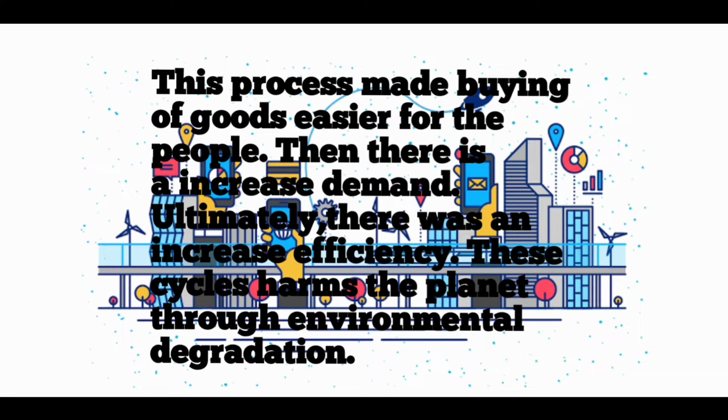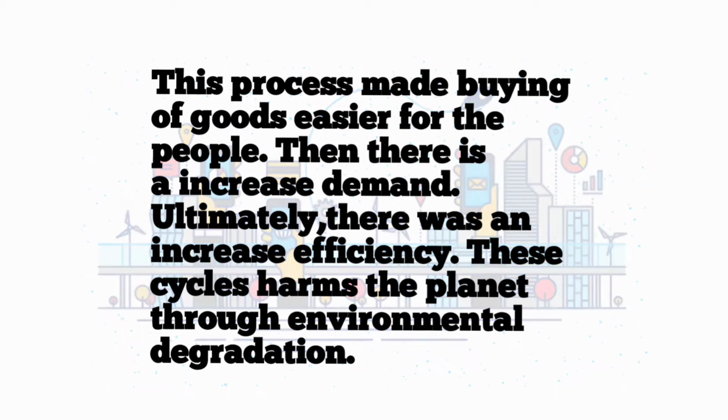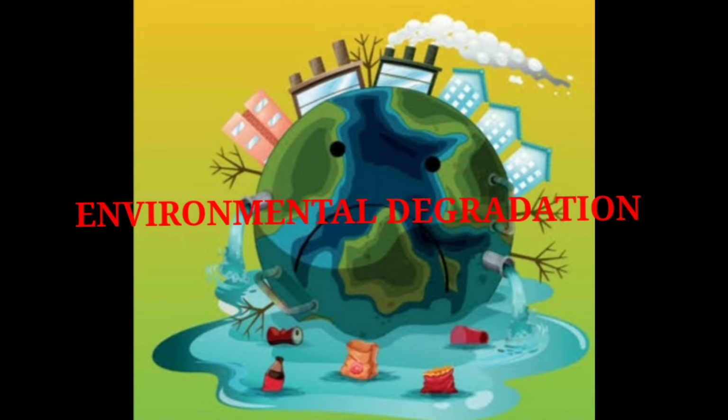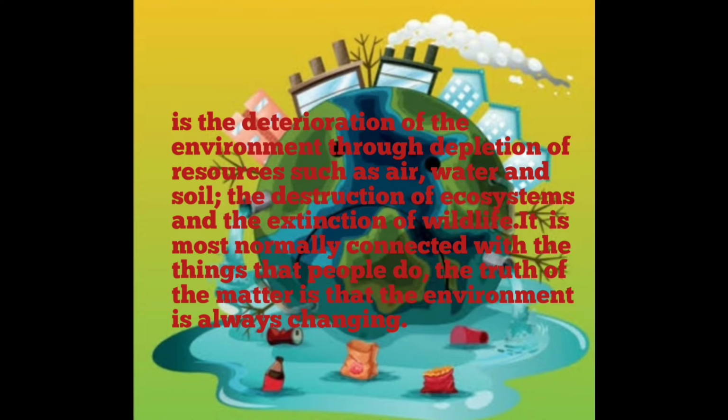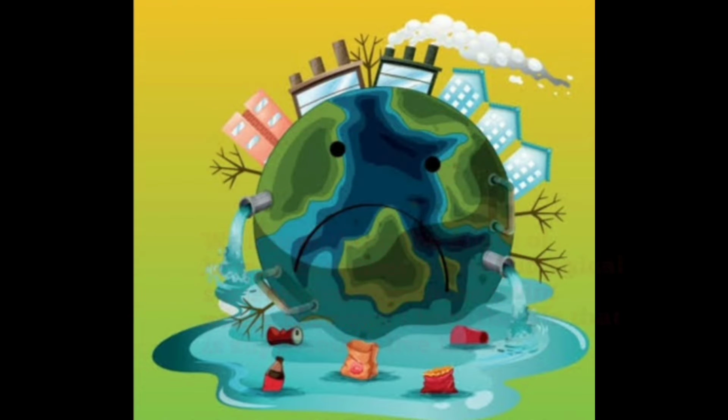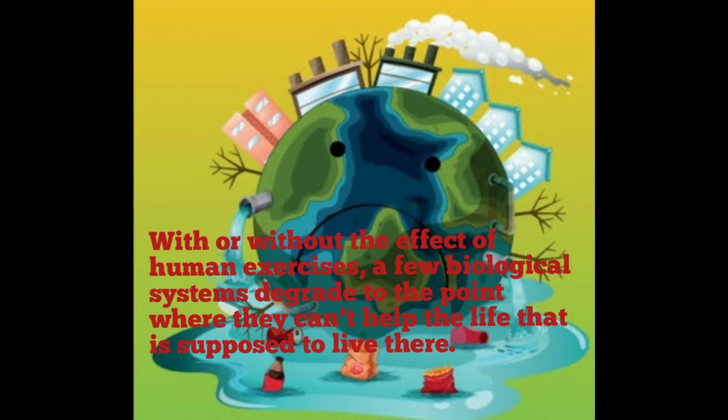These cycles harm the planet through environmental degradation. Environmental degradation is the deterioration of the environment through depletion of resources such as water, soil, and air. The destruction of ecosystems and the extinction of wildlife are most commonly connected with the things that people do. The truth of the matter is that the environment is always changing, with or without the effect of human activities. Some biological systems degrade to the point where they can't support the life that is supposed to live there.